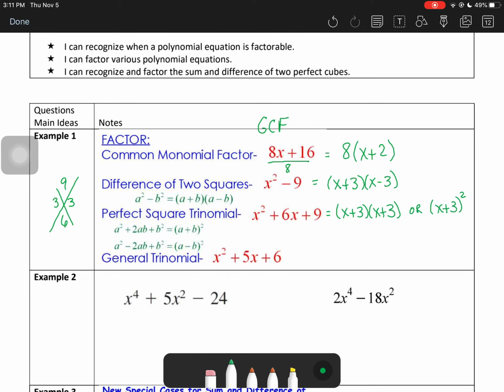And the next one is the general. There is no greatest common factor and no special pattern. So if we make our x, we'd have 6 in the top, and 5 in the bottom. What two numbers multiply to be 6 but add up to be 5? That would be 2 and 3. So we'd have x plus 2 and x plus 3.